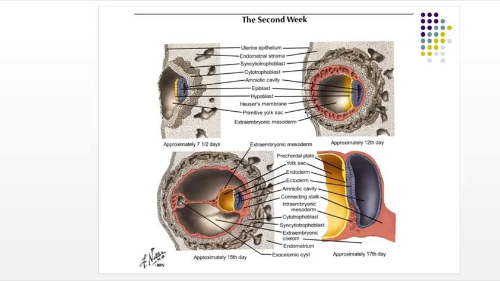This is a summary of the second week. You can see the epiblast and hypoblast around 7 days, the cytotrophoblast and syncytium layers.